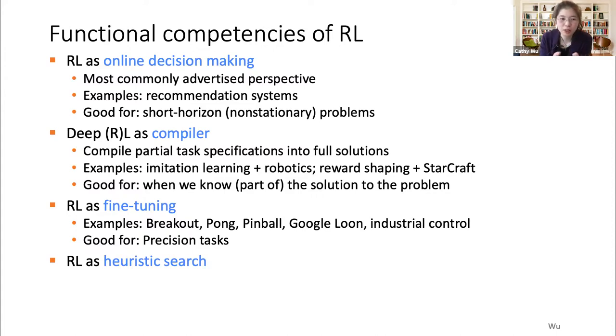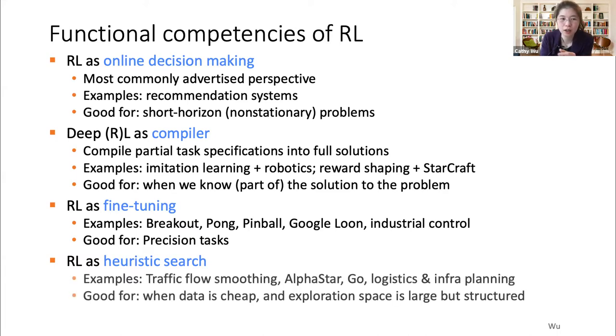And this last one is RL as heuristic search. A few examples here are traffic flow smoothing, AlphaStar, Go, logistics and infrastructure planning. This is where data is cheap, but the exploration space is large, but also structured. So this is where RL is primarily used to search.